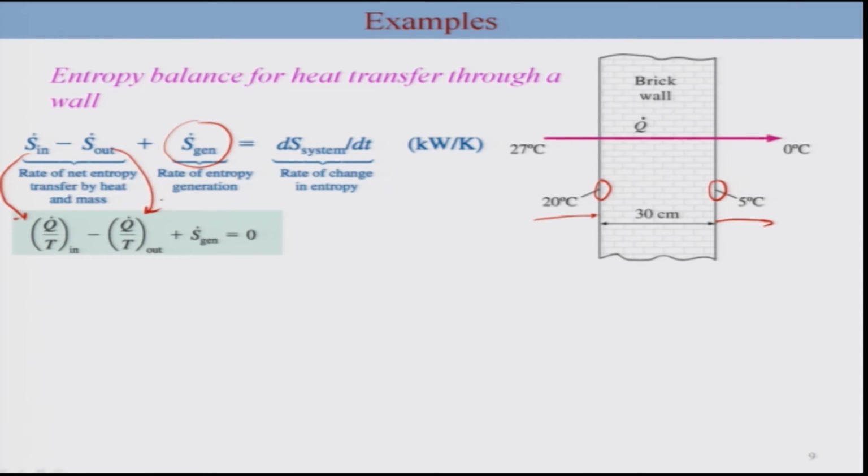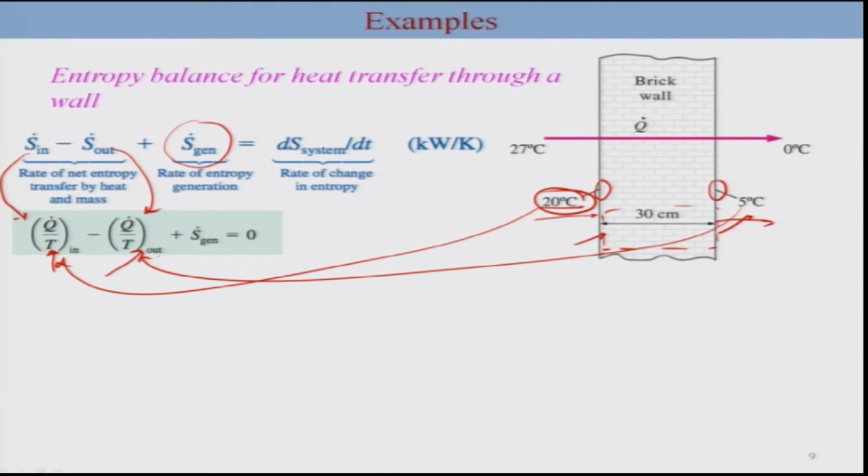There is no mass contribution here. This is the temperature at inlet and this is the temperature at outlet, which in this case, if you consider this to be a system here, is the temperature at the boundary. So this boundary temperature is 20 and this boundary temperature is 5 degrees Celsius. And thus you will be considering Q, which is going to be the same, and the temperature here would be 20 plus 273 and here 5 degrees Celsius plus 273.